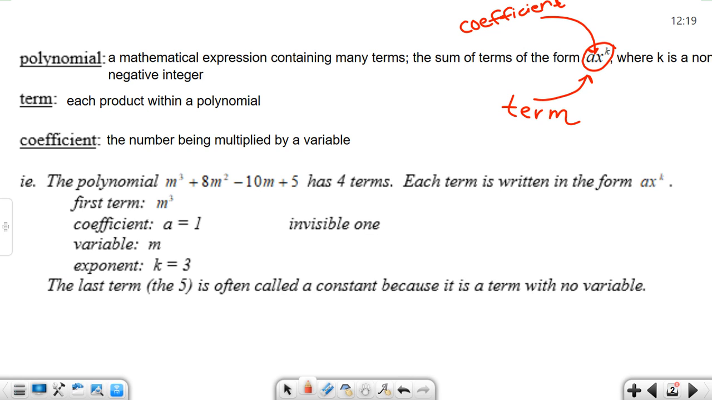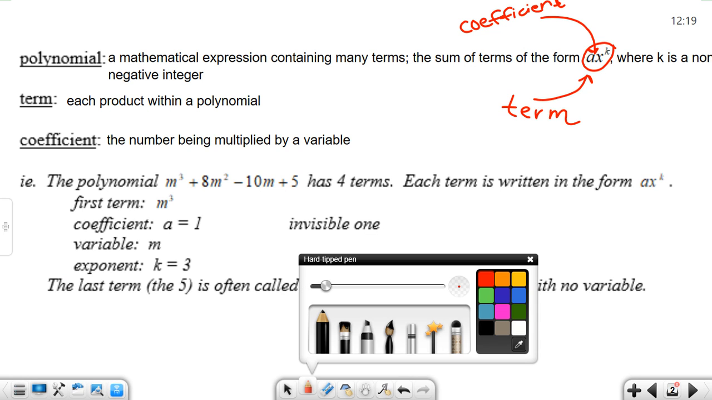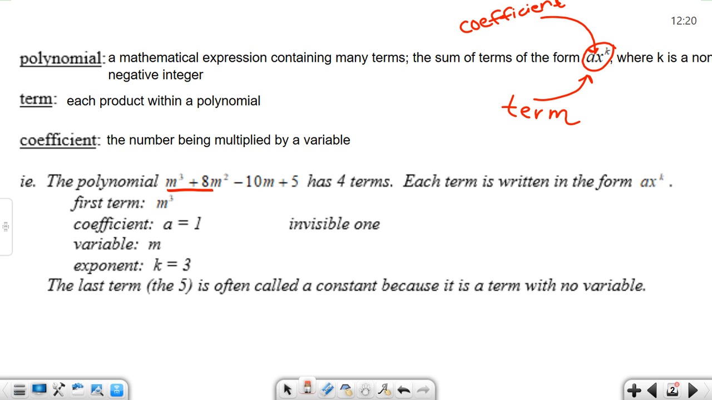So let's take a look at our first polynomial here. We have m cubed plus 8m squared minus 10m plus 5. That is a little blurry, so I'll just rewrite that up here. m cubed plus 8m squared minus 10m plus 5. So guys, as we can see, this polynomial has 4 terms.